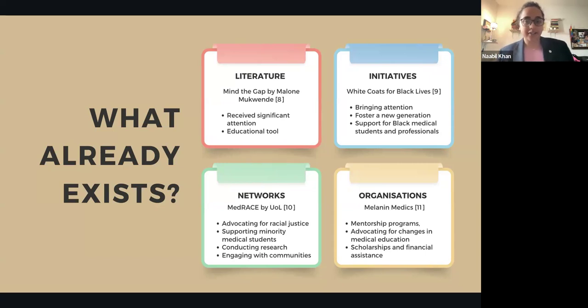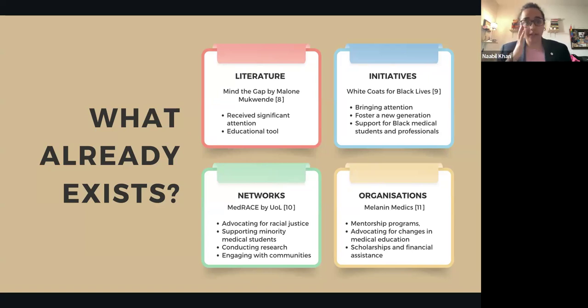Then you've got networks. So this is definitely a lot more relevant to the University of Exeter, as I know that our dean was involved with the University of Leicester as their dean and was very much involved in this initiative called MedRace. And they focus on advocating for racial justice. They support minority students through mentorship. They conduct research and they engage with communities. So again, these are all incredible pockets of wisdom that we can take from other universities when it comes to promoting that racial representation through networks, and especially through student professional networks. I think that's so, so important.